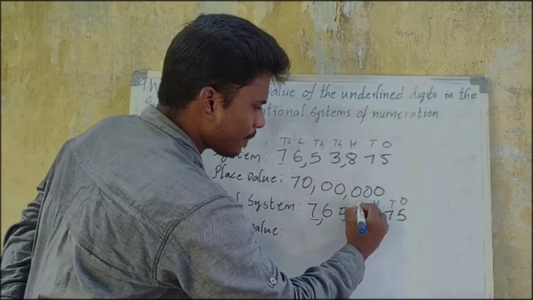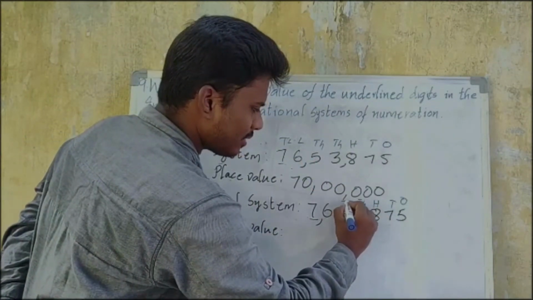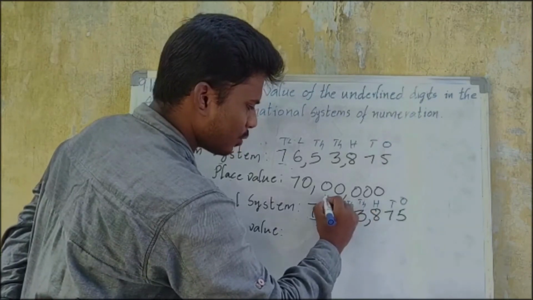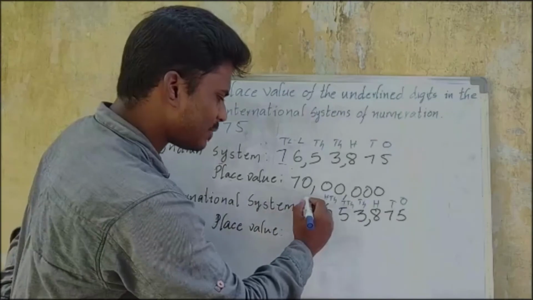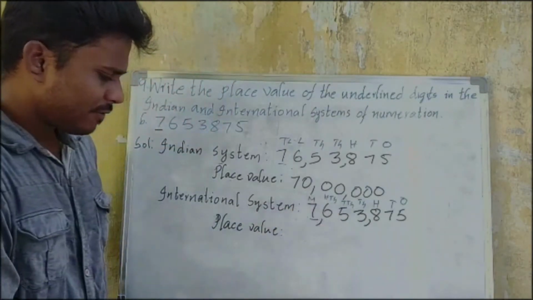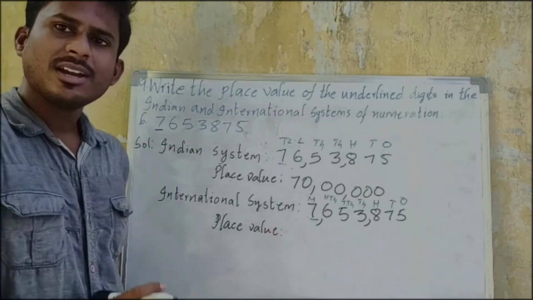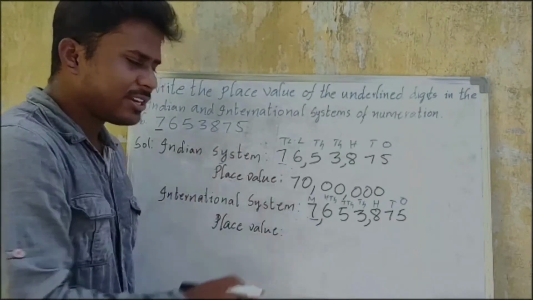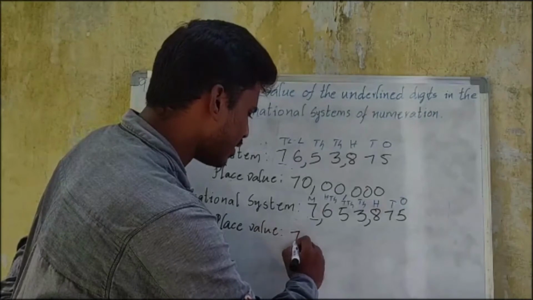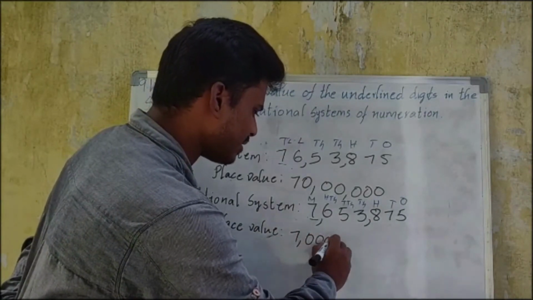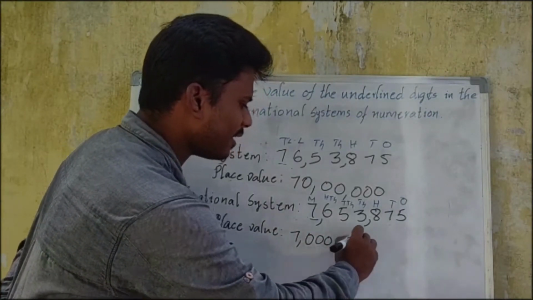Then we have thousands, 10,000s, 100,000s in the thousands period. What is the next period? Millions period. In the millions period we have only one digit, one place, that is the millions place. Now 1 million into 7, 1 7's are 7. So what is the place value? 7 million is the place value of the given digit.